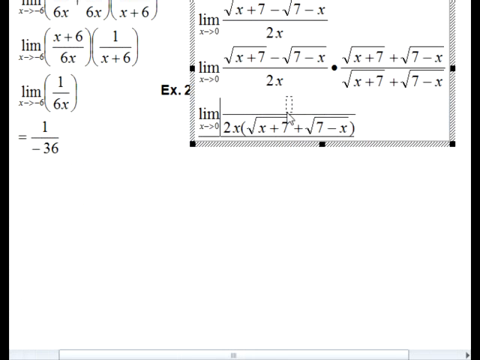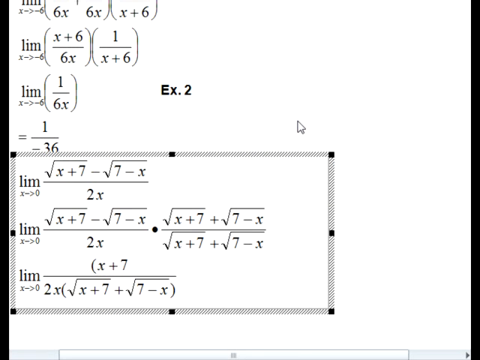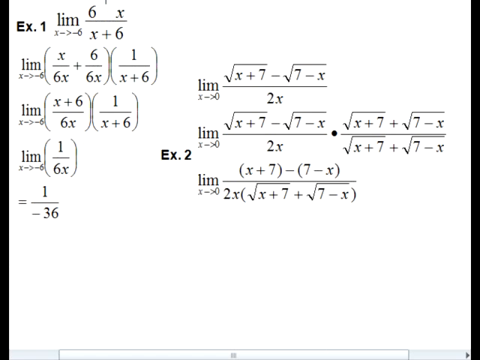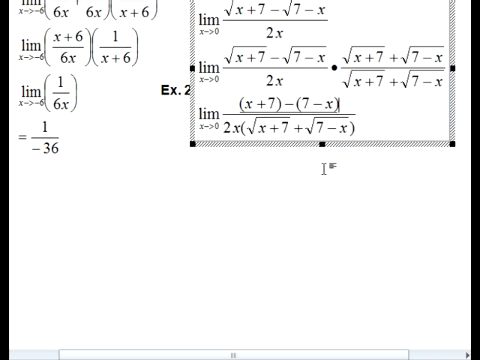Okay, so we FOIL the numerator. You should have had lots of practice with this over the weekend. That should turn into x plus 7 minus 7 minus x. How I got that: root of x plus 7 times root of x plus 7 is x plus 7, plus these two multiplied, then minus these two multiplied, which will cancel, then negative that. It's like a difference of squares.